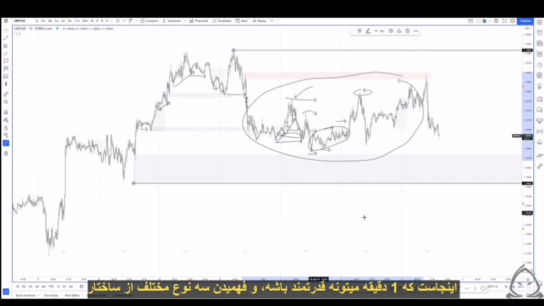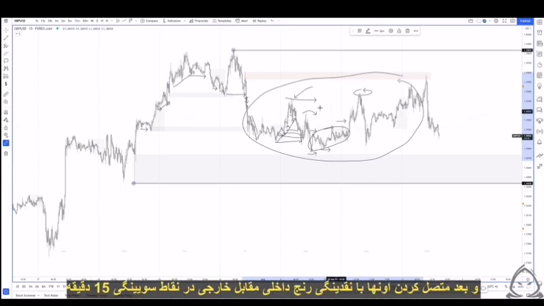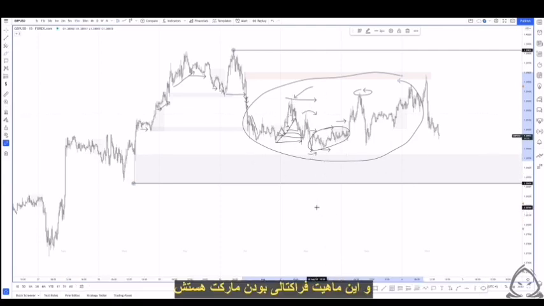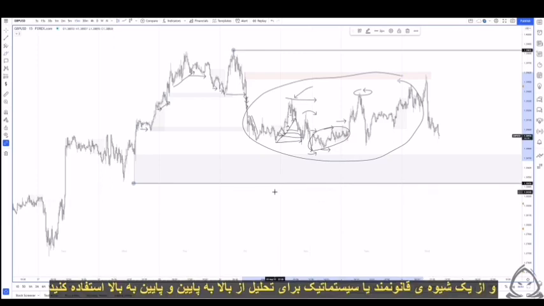This is where the 1 minute can be powerful in understanding our three different types of market structure, identifying the protected and targeted highs and lows, and then bridging that with internal versus external range liquidity in the 15-minute swing points. And that's the fractal nature of the markets. That's the best way to conceptualize all of these concepts and use a rule-based or systematic approach in building from the top down and the bottom up in that approach.